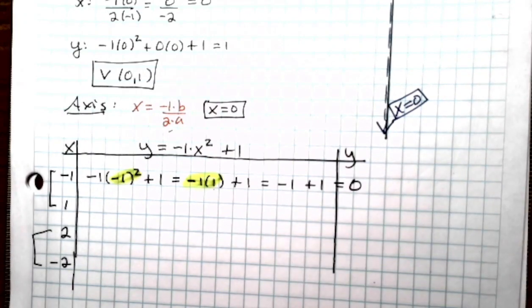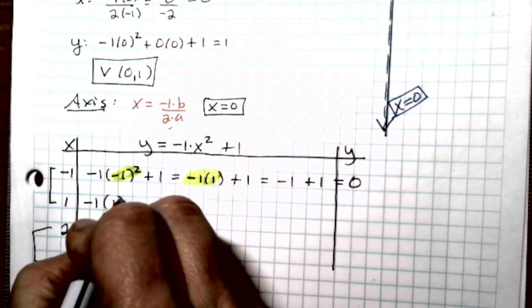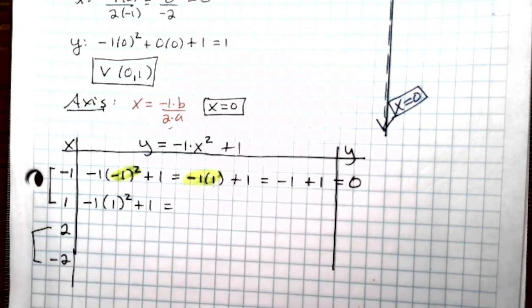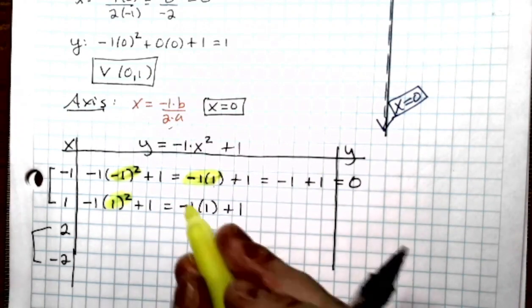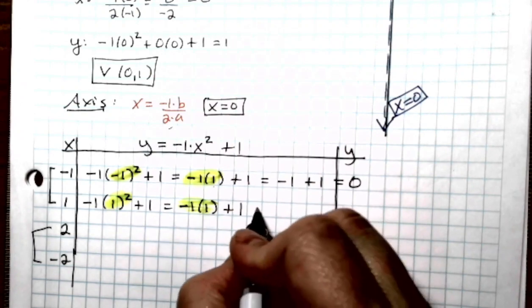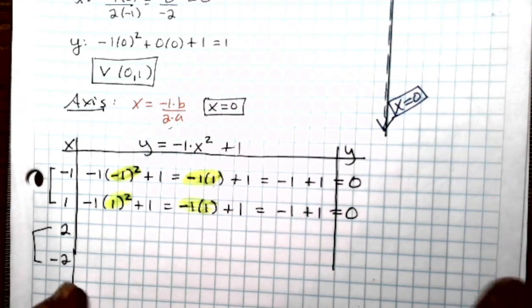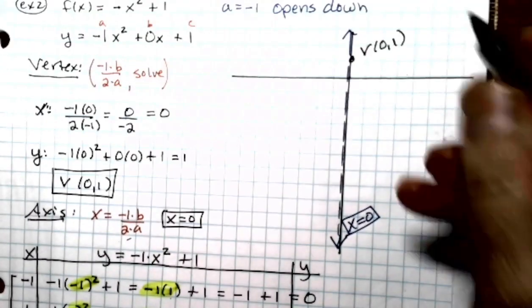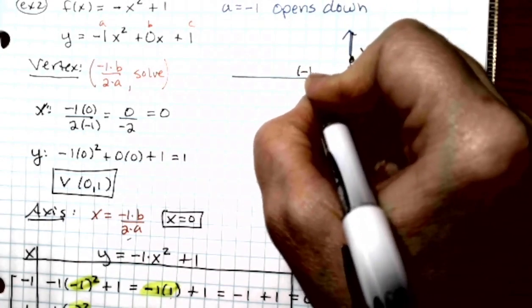Now if we did this right, we should get the same thing with a 1. So here we go. Negative 1 times 1 squared plus 1. Again, you've got to do the exponent first. 1 times 1 is 1. Once you've done the exponent, now you multiply. Negative 1 times 1 is negative 1. And last you add, and you get a 0. Let's put those on our graph. We have a 1, 0, and a negative 1, 0.